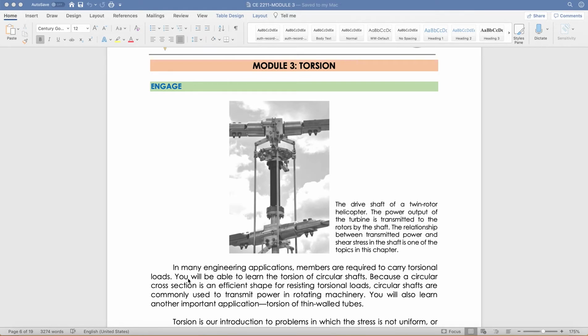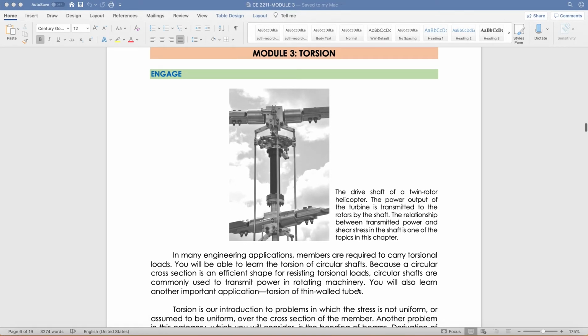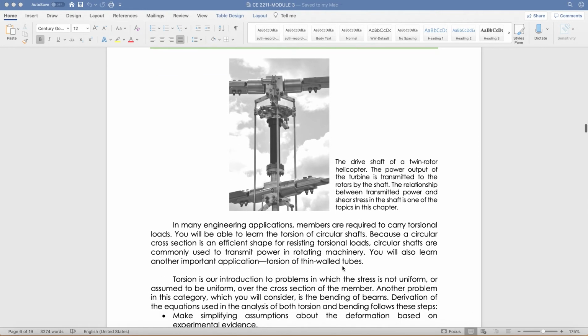For this module, you will be able to learn the torsion of circular shafts because a circular cross-section is an efficient shape for resisting torsional loads. Circular shafts are commonly used to transmit power in rotating machinery. You will also learn another important application, torsion of thin-walled tubes.